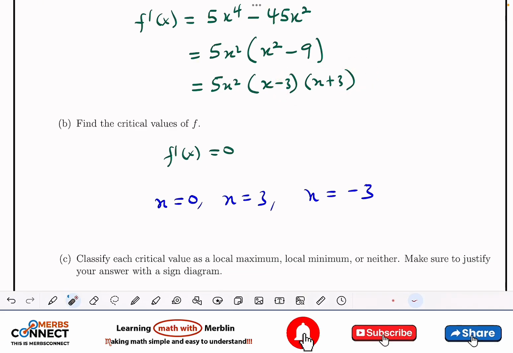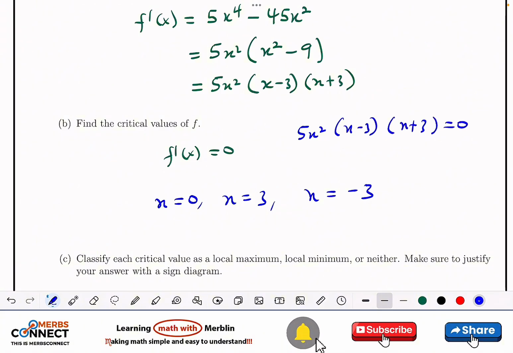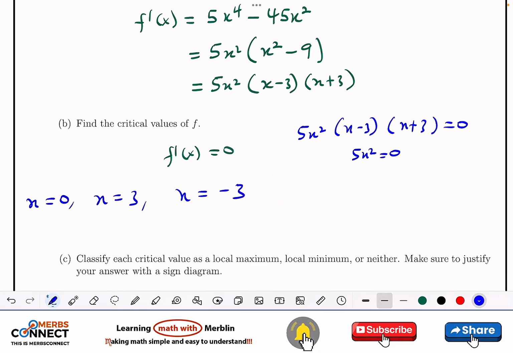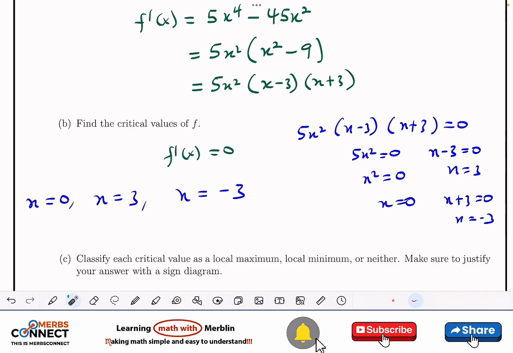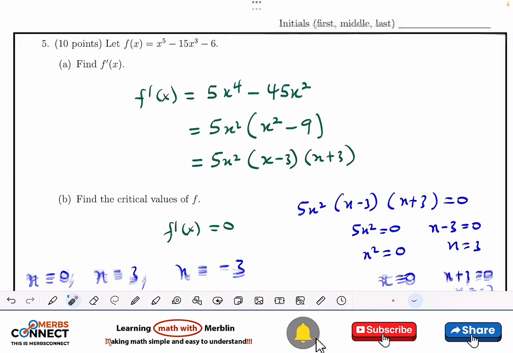But if you cannot see it this way, then what you can do is set 5x squared times x minus 3 times x plus 3 to 0, right? Then 5x squared should be 0. So we can divide by 5 and have x squared equal to 0, and the only value of x that makes this 0 is x equal to 0. Then x minus 3 equal to 0 gives x equal to 3, and x plus 3 equal to 0 gives x equal to minus 3. So you can go through this, or you can use eye testing to find this. So 0, 3, minus 3 are the critical values of f.